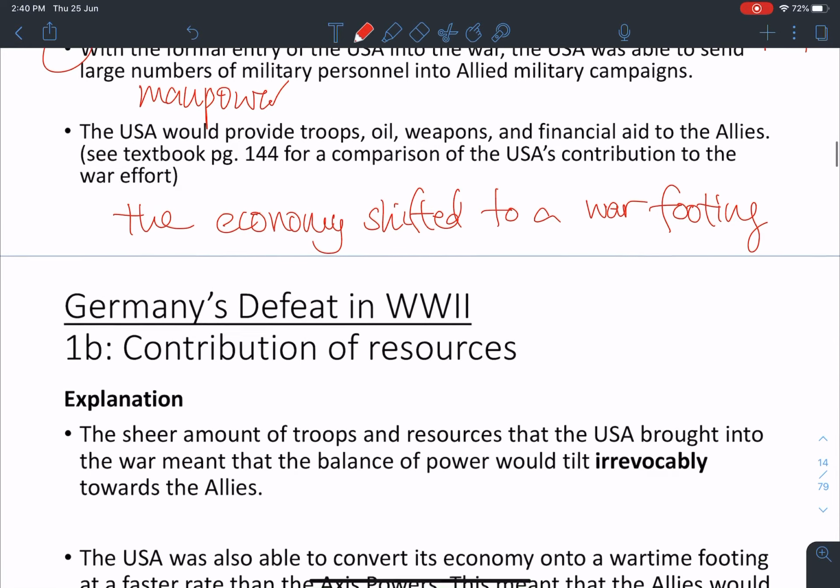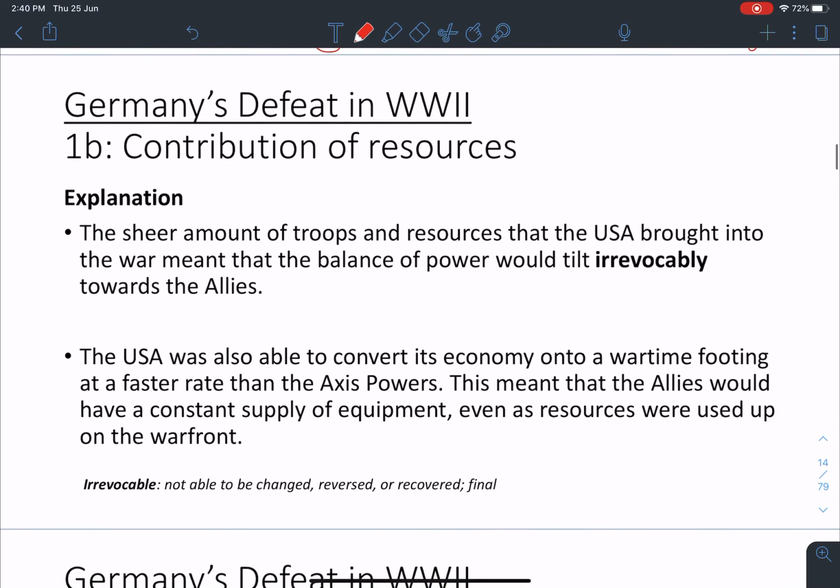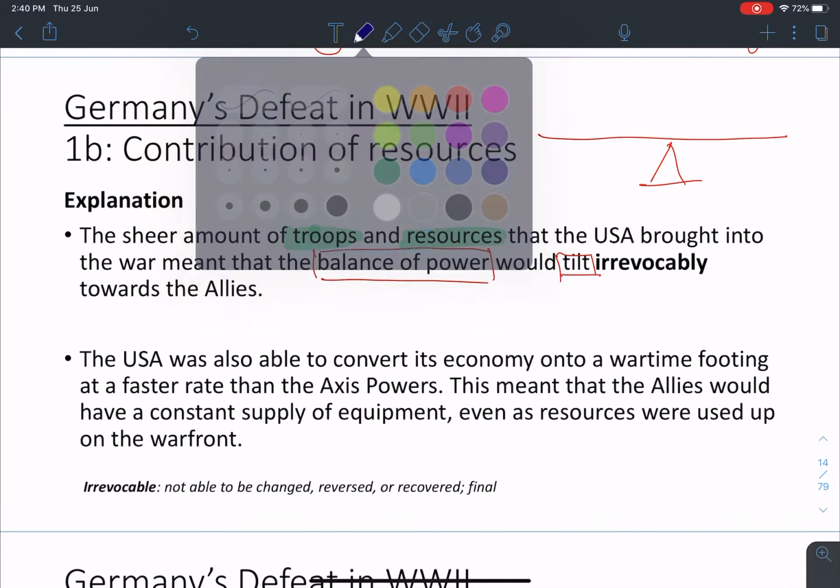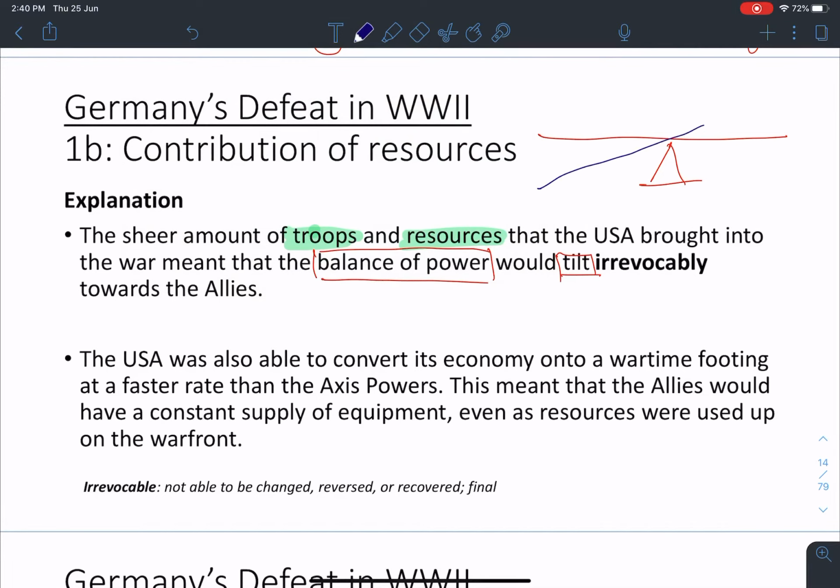Okay, so contribution of resources. Two things that are being contributed are troops and resources. What this does is that it tilts the balance of power. Now, balance of power is a key phrase which you can use. Tilts, just imagine like a seesaw, right? Except now, because of the USA, this balance of power is shifted greatly.